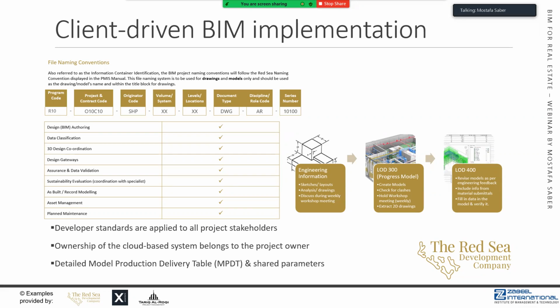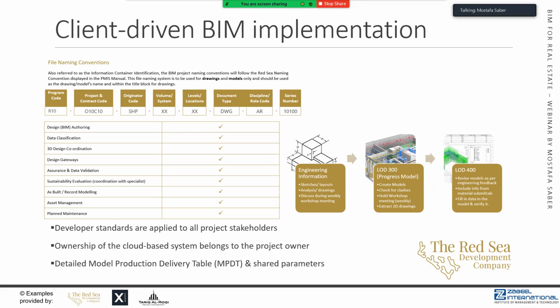In this example, we're using the information in the BIM models for authoring, design authoring. And this means we're using the models themselves to extract the drawings that are considered design drawings. For this project, it was actually a design and build contract. And then we also use it for data classification.